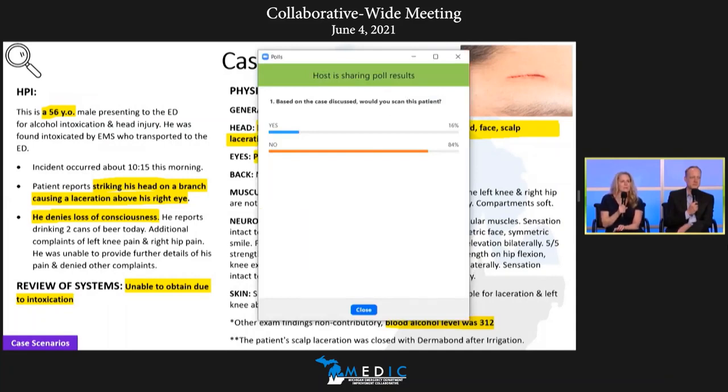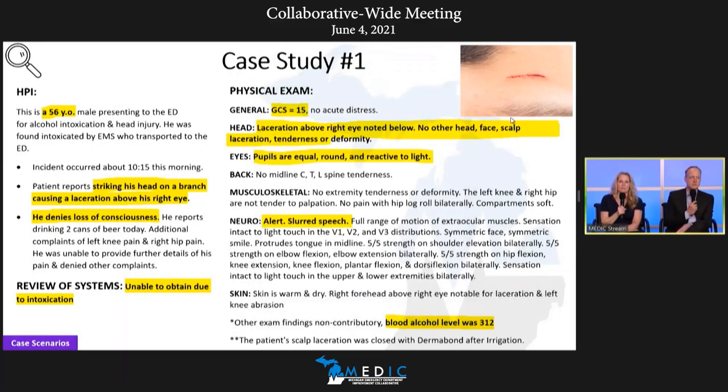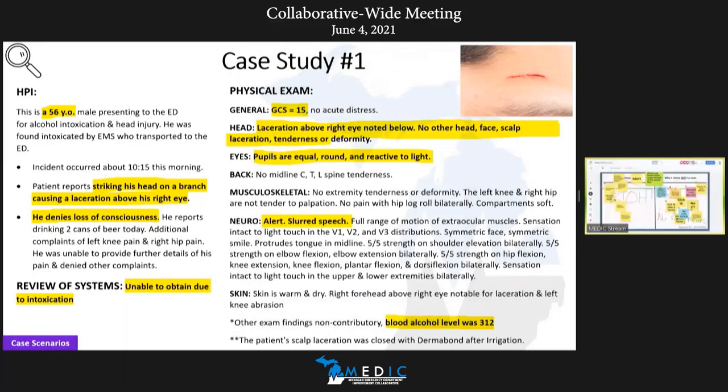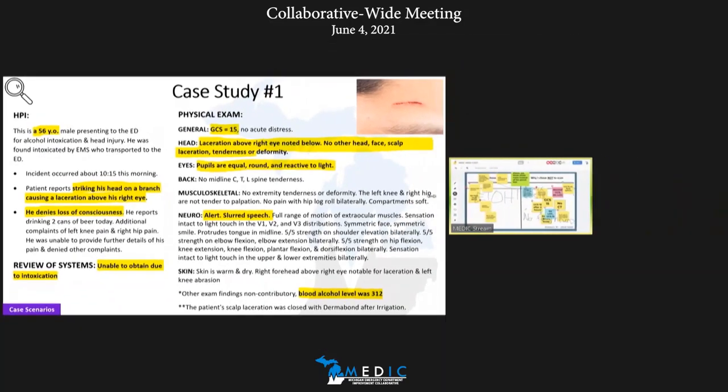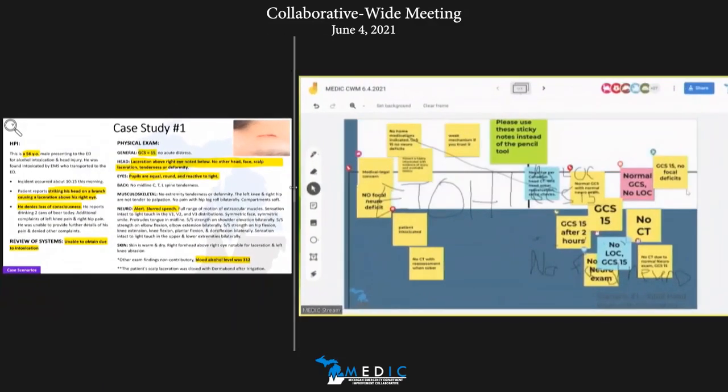Starting to come up here, and I'm seeing a bit of a split decision. Certainly mostly on the no side. I think that makes the coordinating center feel good. Yes, but still a few yes responses. So let's move to the Jamboard, and I'd be curious to see where the justification is as people think about this.